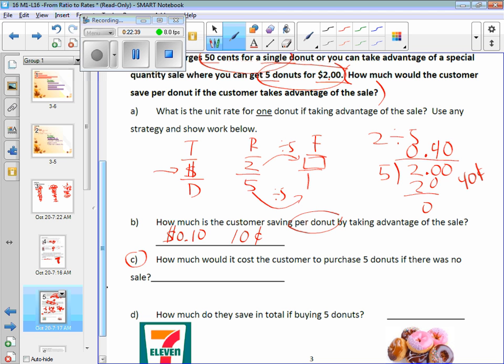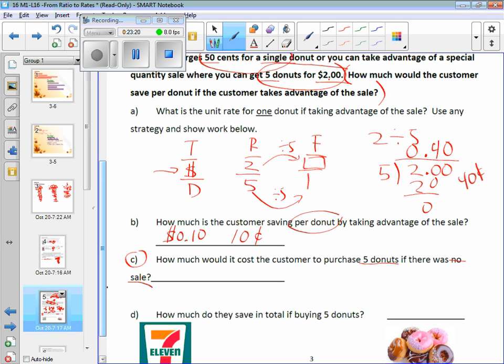Let's look at C. How much would it cost the customer to purchase 5 donuts, no sale? Got to kind of work backwards because they kind of tell you what the cost is per donut. I'll tell you what, if I call on you, just tell me. You got to tell me how you got it. Tell me the answer, but you got to tell me how you got it. Ava, what do you got? How many say $2.50? Okay, how'd you do it? Okay, you can count by 5, 5 times. It's fine. Or if you use straight multiplication, what times what?